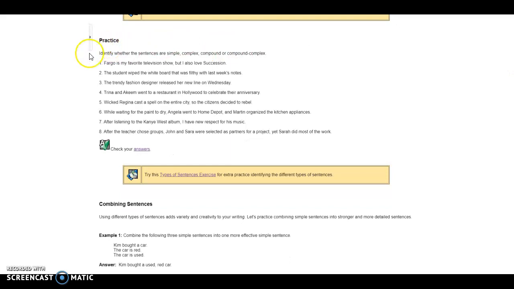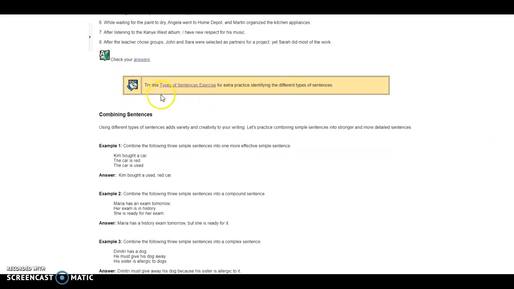try the practice. In the practice, you're just going to go through 8 sentences and identify, is it a simple sentence, complex, compound, or compound complex? You can label after each one which one you think it is, and then you can click on answers and see the answers for the 8 sentences. There is a second practice, types of sentences exercise, again where you're going to have to identify the 4 different types of sentences. So if you want some extra practice, it's right here.